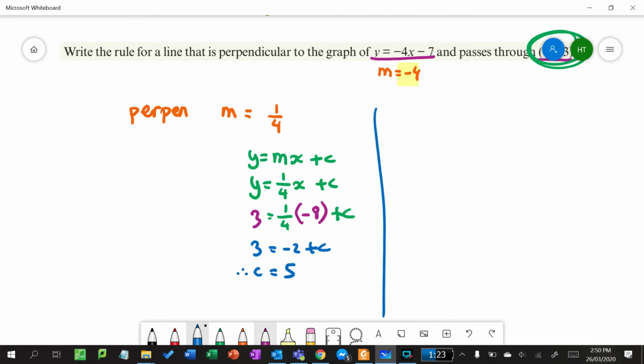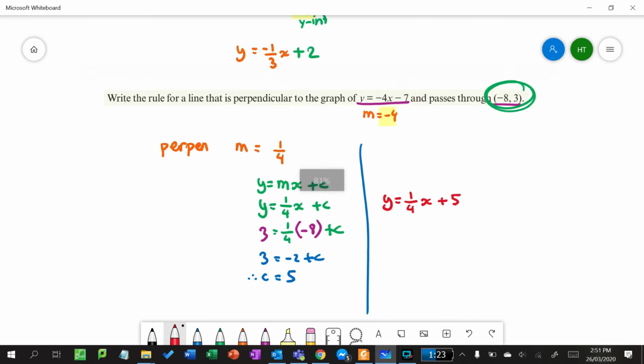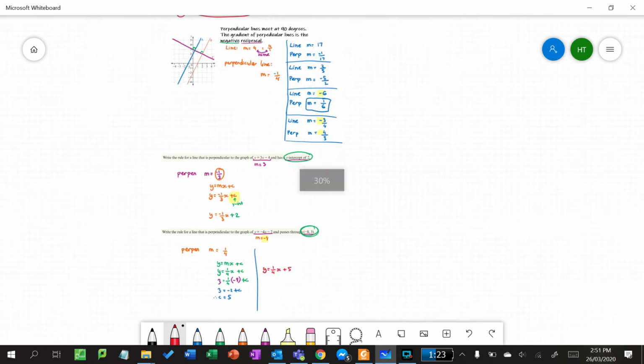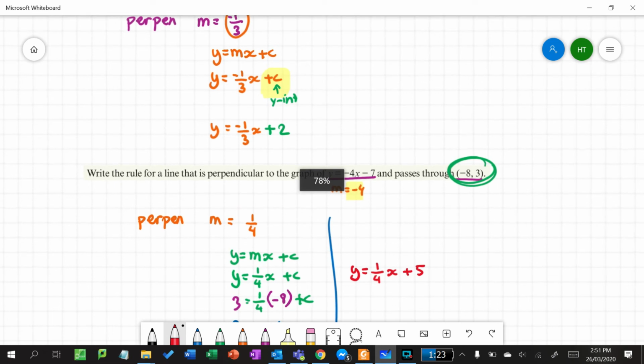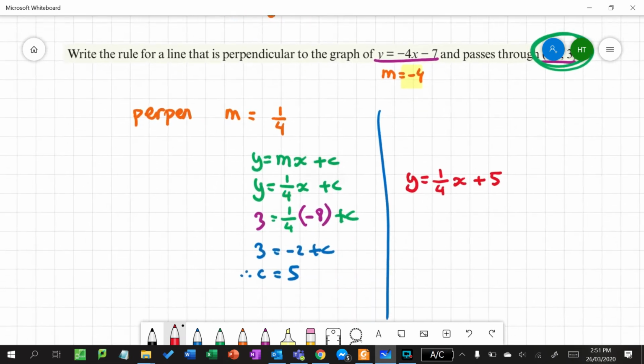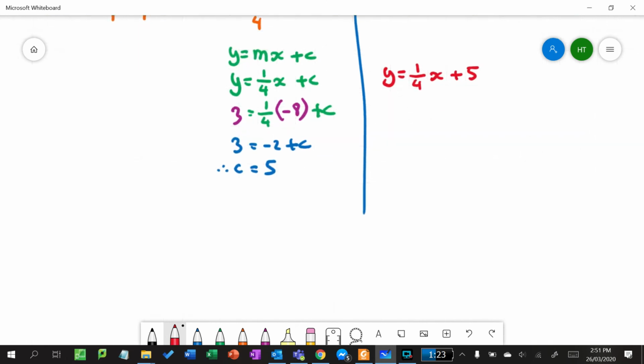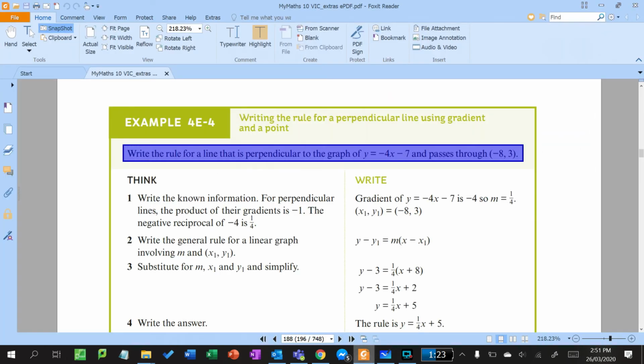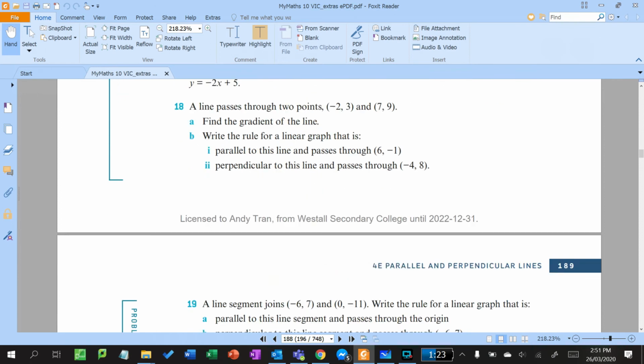Now to complete my question, I need to write the equation properly. Y equals 1 over 4 x, and the c is 5, so that's plus 5. Quite an easy question. Now let's end this video with one final question, and that question can be one of the horrible big word problems. That is quite interesting. Alright.